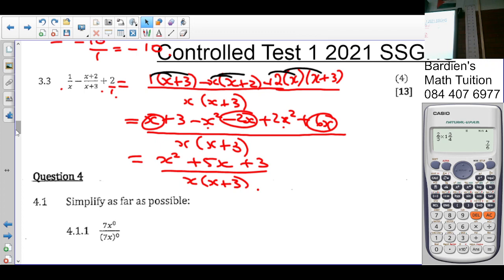Yes? Definitely you're going to lose marks. From whichever point you leave out your denominator, you'll be penalized from that point onwards.